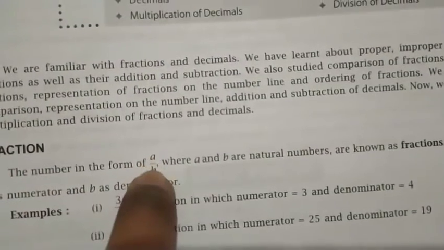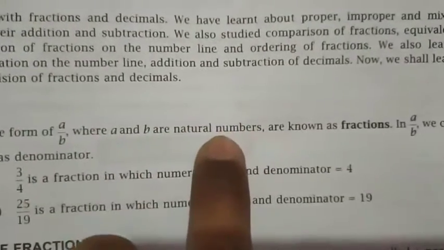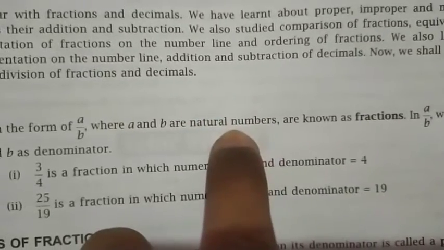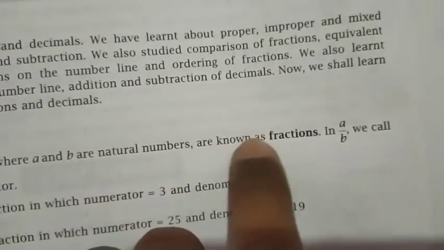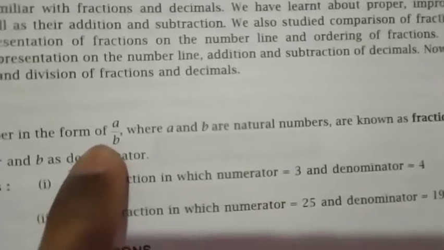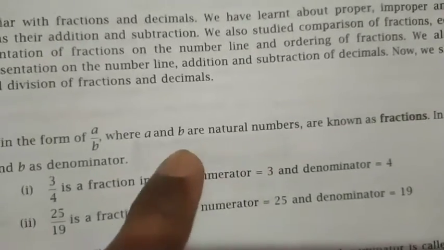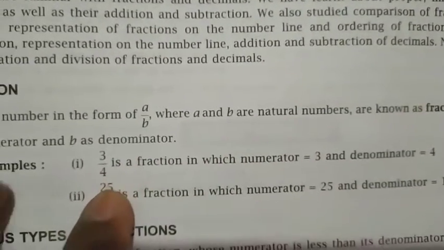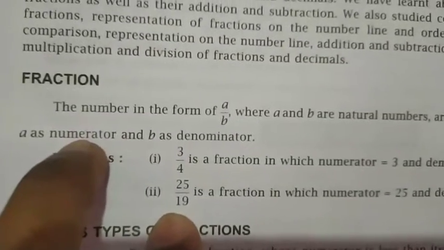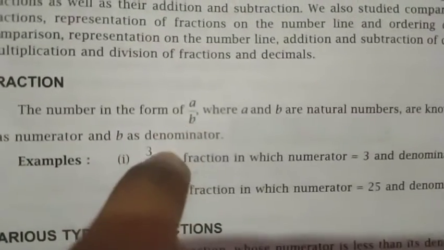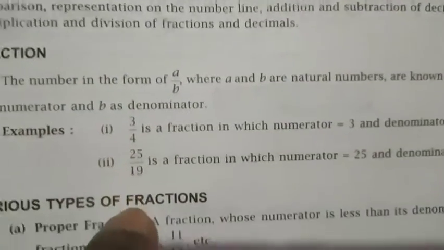A number in the form of a upon b, where a and b are natural numbers. Natural numbers, I think you know very well what they are: numbers that begin from 1 and continue endlessly. So these are known as fractions. I repeat, in the form of a upon b, where a and b must be natural numbers. The number above the horizontal line is known as numerator, and below the horizontal line is known as denominator. In Hindi we call them ans and har, and fraction is known as bin.